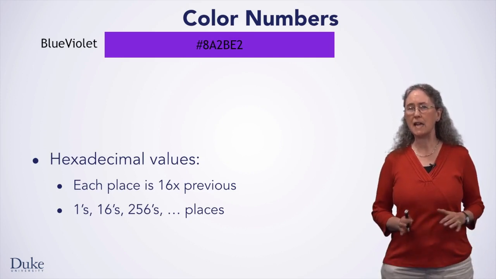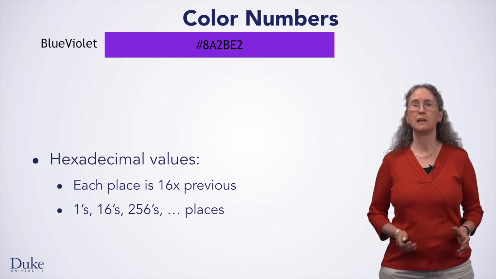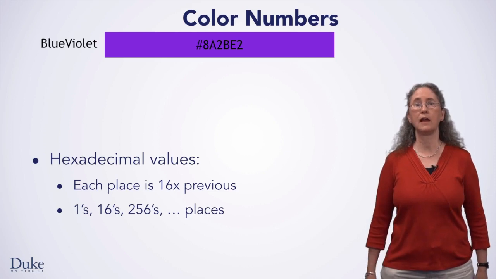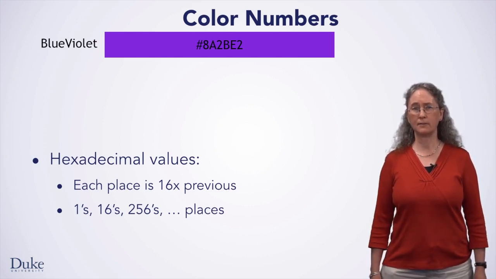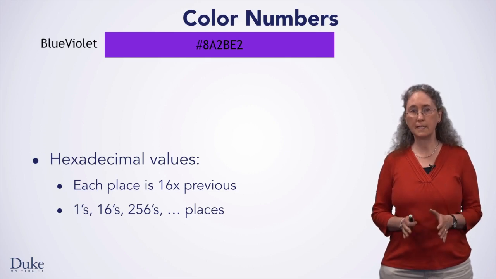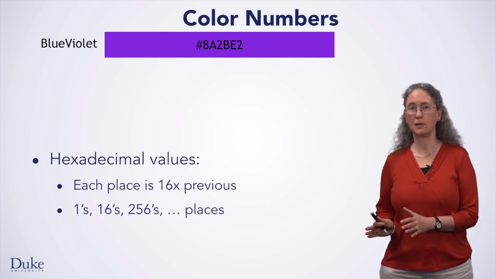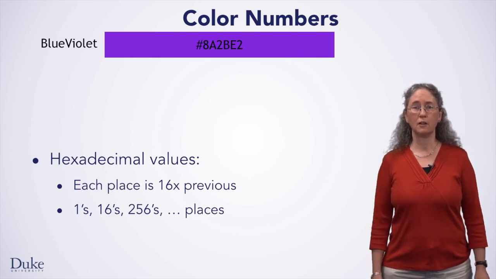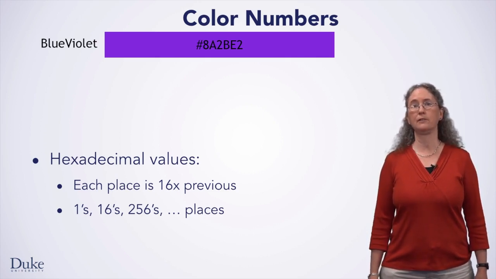You're used to base 10 numbers where each place is 10 times the previous. You have the ones, the tens, and hundreds places, and so on. In hexadecimal, each place is 16 times the previous. So you have the ones, the 16ths, 256th place, and so on. If we look at the 2 digits for each color, we have the ones and 16th places.